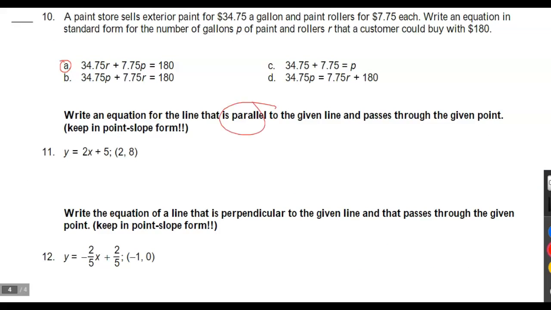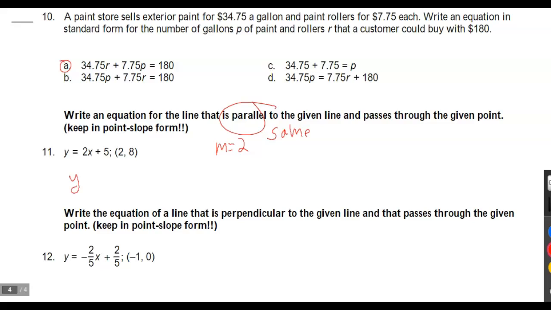Parallel lines. Parallel lines have the same slope. So my slope here is 2. Notice how they told you in parentheses, keep in point slope form. They may not tell you that on the test, but it's just so simple. Don't spend time changing it.